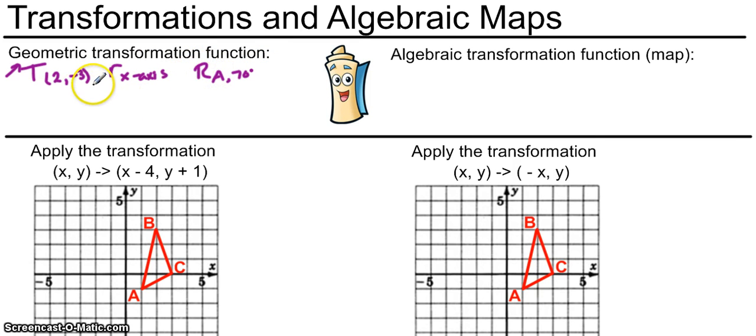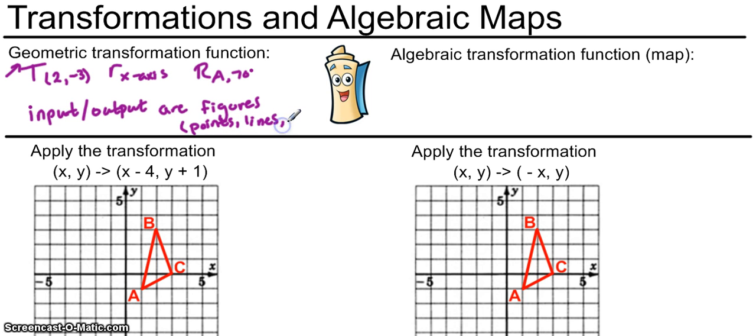And the reason geometric is because the input and the output of both of them are figures. So those could be points, lines, angles, etc., right? But they're all geometric.